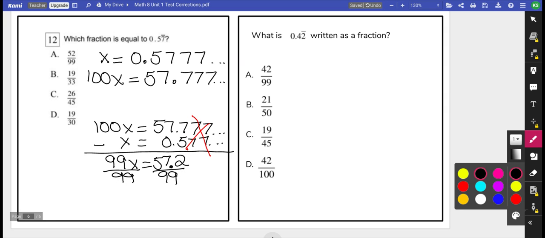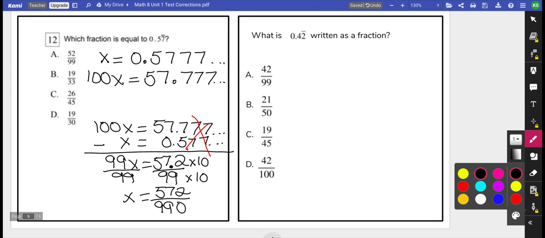This is not a nice decimal. So I'm going to multiply so I can move the decimal over and get rid of it. I'm going to multiply the top by 10 and the bottom by 10. So I will get that x equals 572 divided by 990. If I look at my answers, those aren't any of the possible answers.